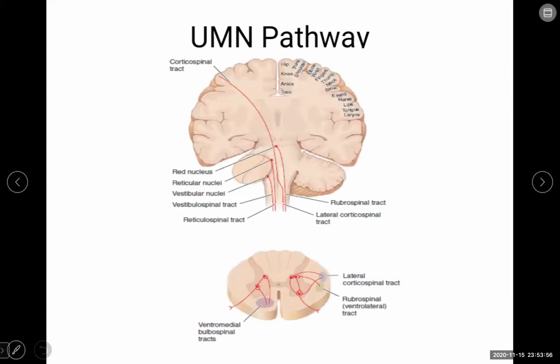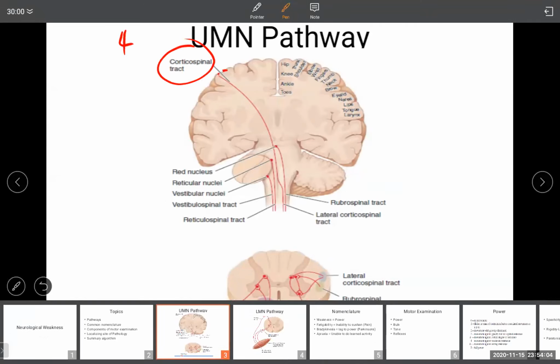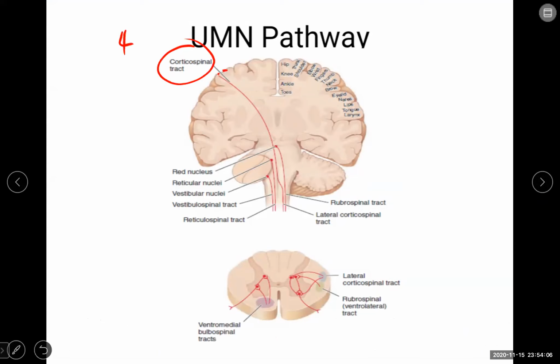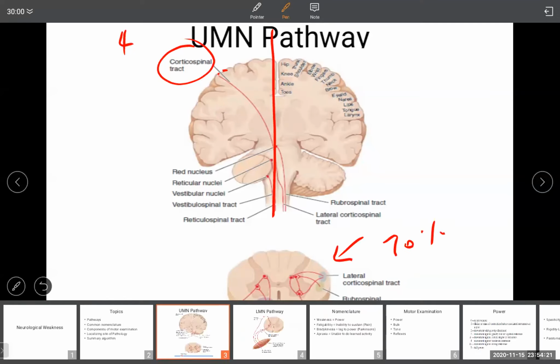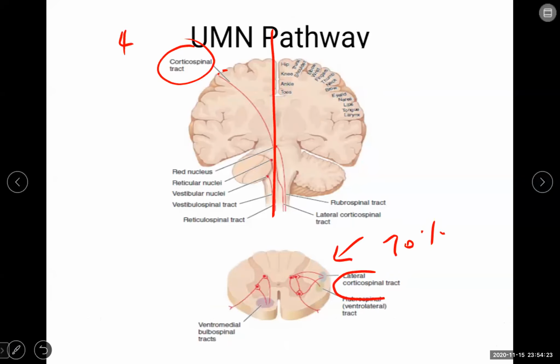So the corticospinal tract starts over here. It starts from premotor area 4. The neurons from here start and make the journey down. Once they make the journey down, they tend to stick to this side of the brain. At the level of approximately the cervicomedullary junction, 70% of fibers tend to decussate. They decussate and go to the opposite side, forming the lateral corticospinal tract.